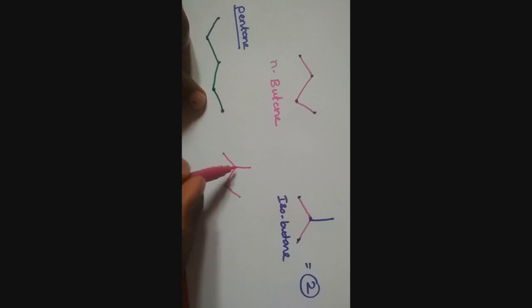See, if it goes to here, nothing changes in the structure. Hence, if you shift it to this carbon also, again the same structure appears. Hence, I won't count this one again. Then you can write another parent chain which contains 3 carbons, 1, 2, 3, and you can write a CH3 group above and below the middle carbon: CH3, CH3. 1, 2, 3, 4, 5 carbon atoms are there.